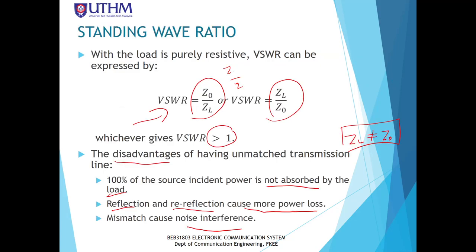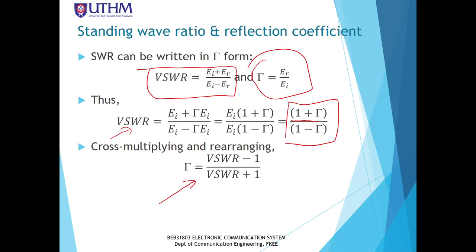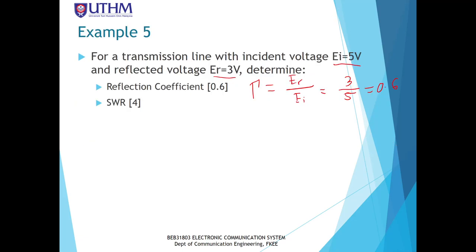SWR you can determine using these equations. ER, Vmax over Vmin, EI plus ER divided by EI minus ER. So in this case, SWR or VSWR is equal to 5 plus 3 divided by 5 minus 3. So 8 divided by 2, so you get 4. No unit. Tidak ada unit. So this is the answer.